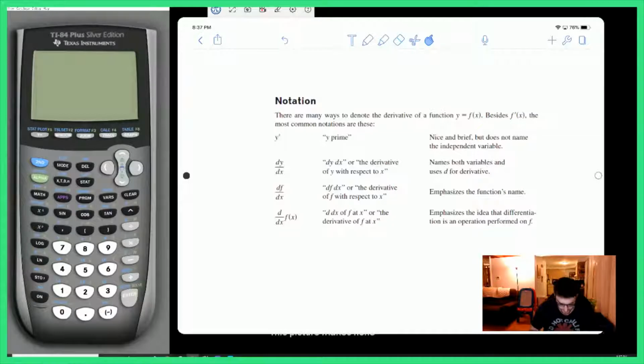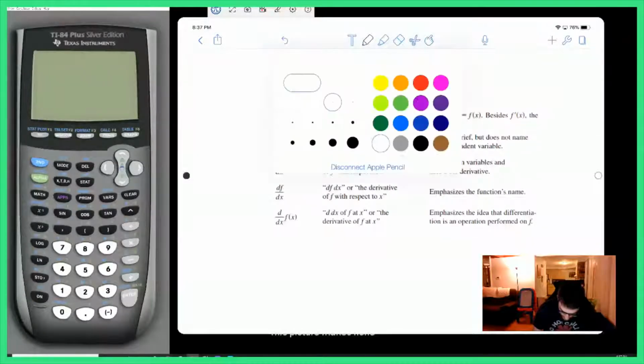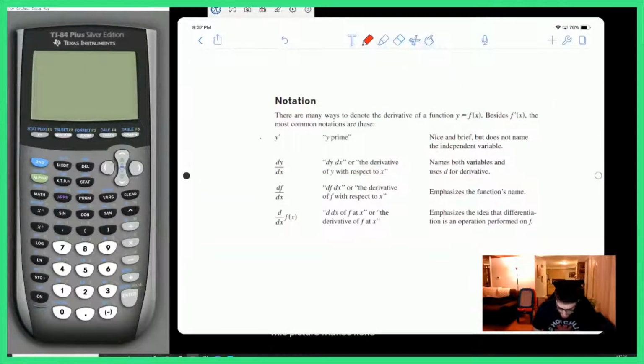The main one is, of course, you've got your y prime. Y prime indicating the derivative of a function. It's a quicker notation, so it doesn't really tell us what the dependent or the independent variable are. It doesn't tell us what the respect is, but it's a quick way to derive it. dy/dx is the most common notation for derivative. It basically stands for the derivative of the function y on top, and x is your respect on the bottom. So that's the most common notation.